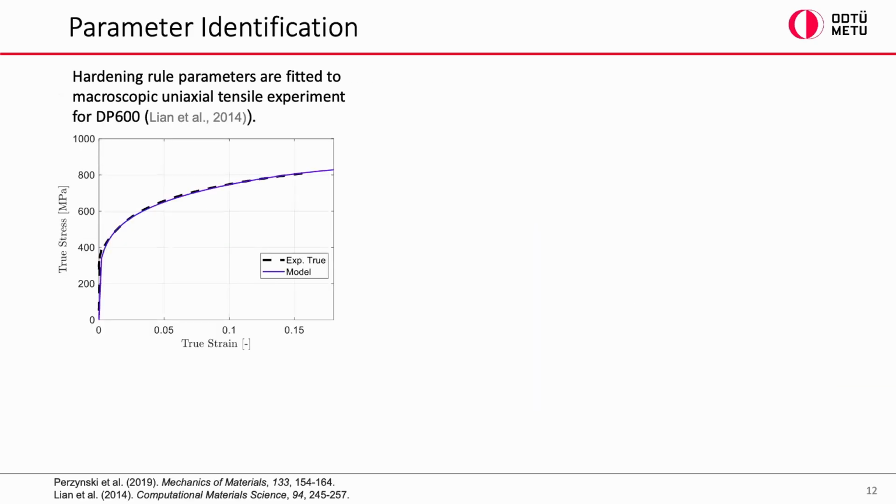So I will talk about how we define the parameters for this model. As I said, first of all, we have this experimental curve there, and we fit the martensite and ferrite hardening curves of the model to match the experimental stress strain data.